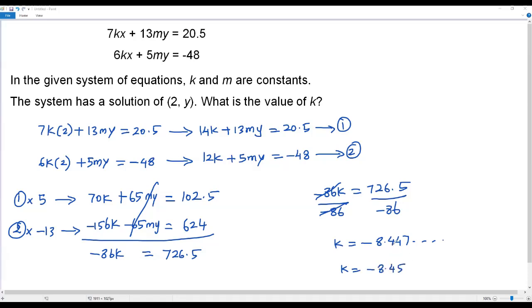Since I round to the nearest hundredth, I consider the digit at the thousandth place. Since it is greater than or equal to 5, I drop the digits to the right of the 7, and I add 1 to the digit at the hundredth place. So the approximate value of k in the given system is negative 8.45.